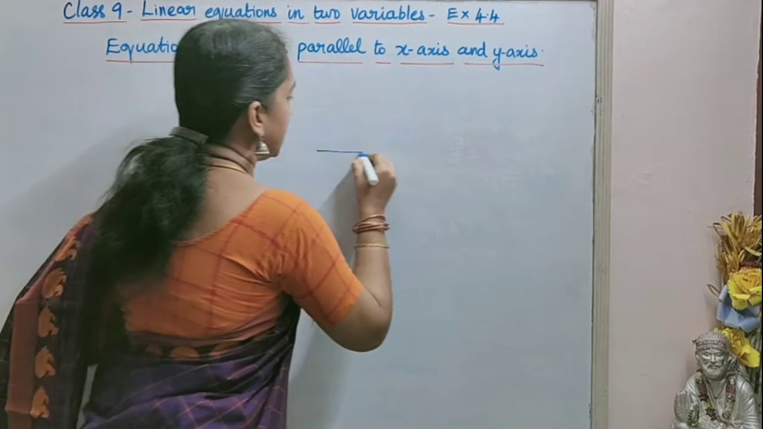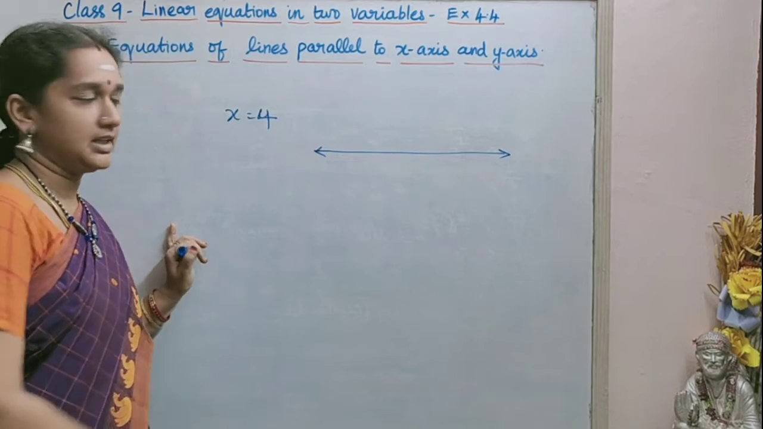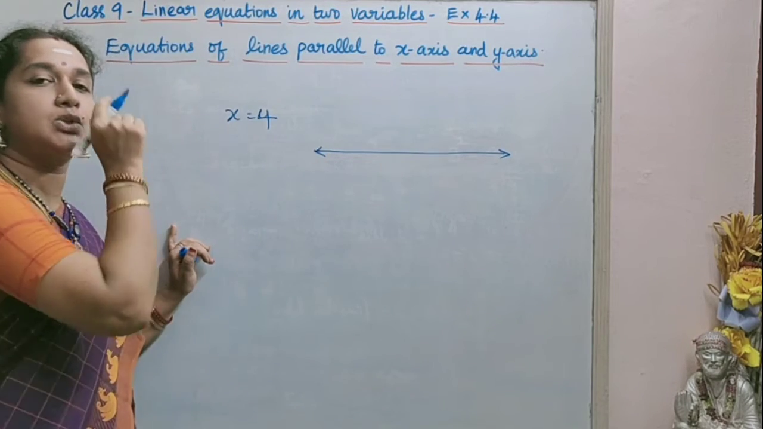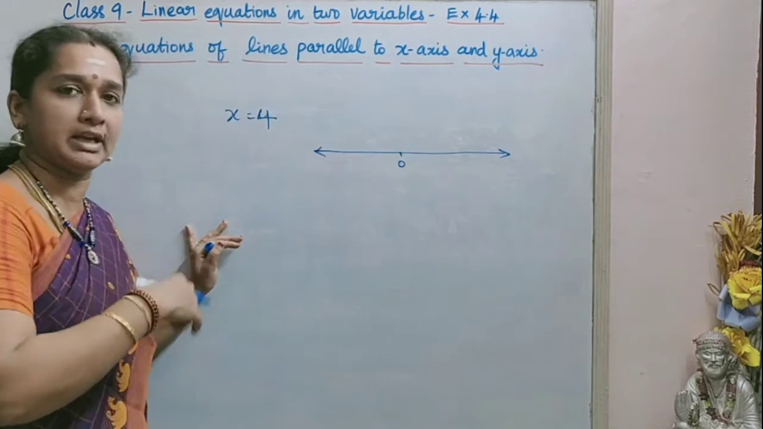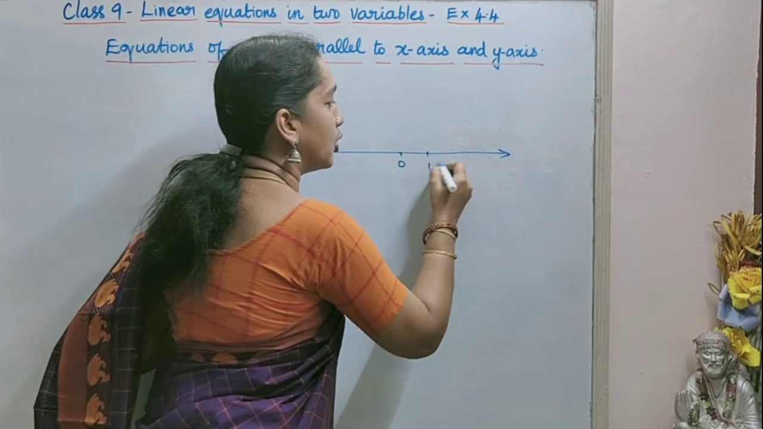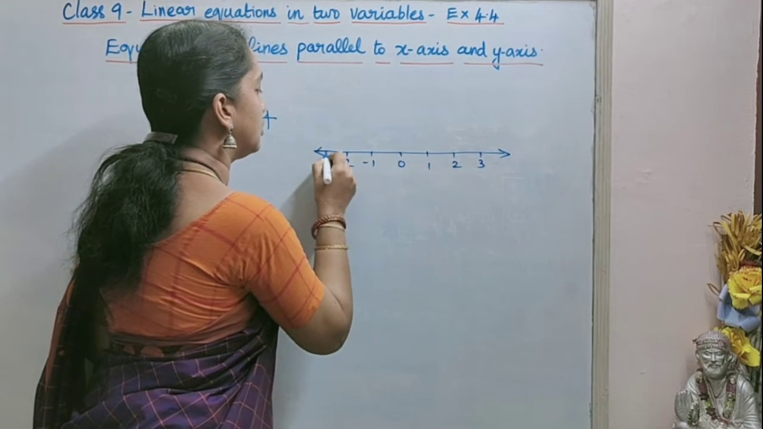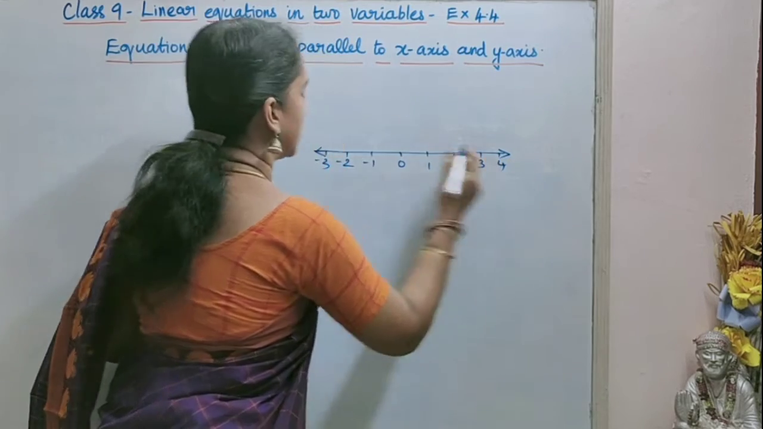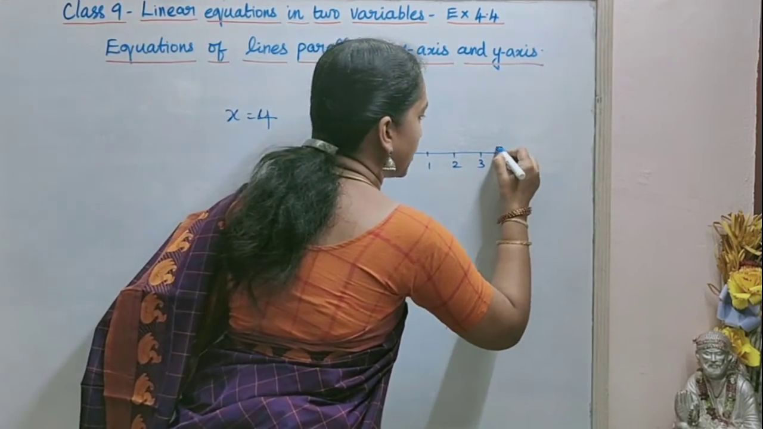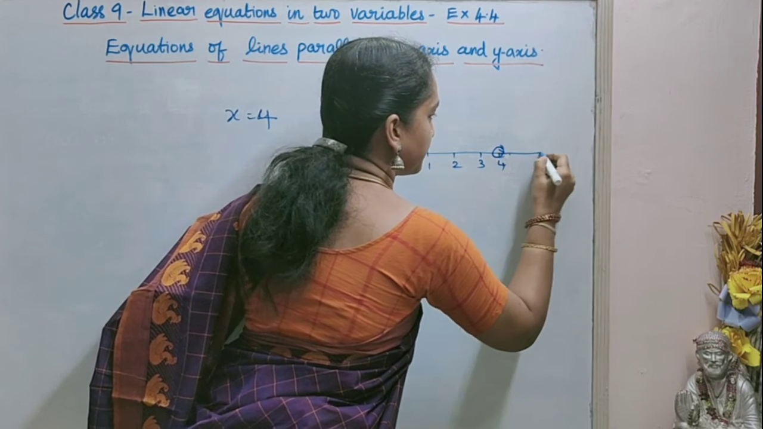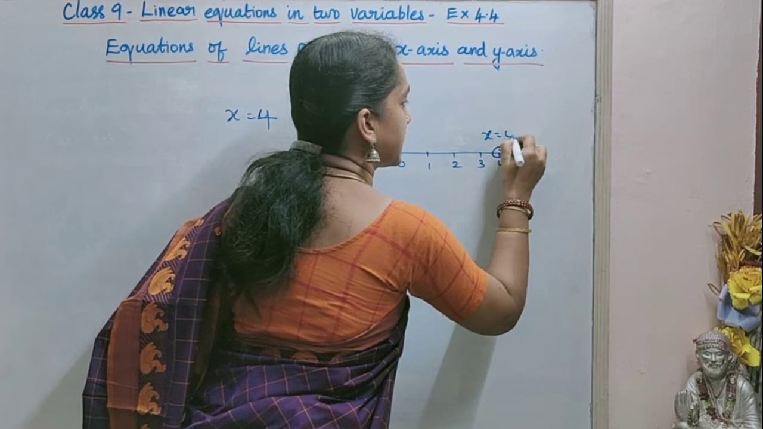The same thing, if we are asked to plot in a number line, this is only one variable. So in this one variable, if we are asked to plot in a number line, we know to draw a number line. In that number line, we have both positive axis and negative axis: -1, -2, -3. So here we have 4. If we are asked to represent x is equal to 4, it can be marked in this point. So this point is x is equal to 4.